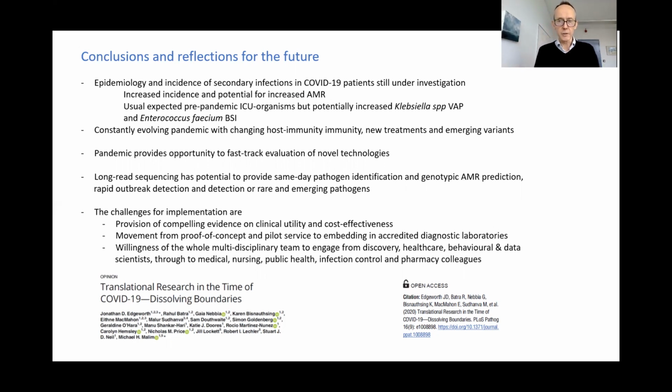And then finally, I would say the whole multidisciplinary team, from the discovery, healthcare, behavioural and data scientists, need to work with doctors and nurses, public health, infection control and pharmacy to get this in. They all have to change their practice. I mean, if the doctors just say, really nice result, I'm not going to change my practice, carry on with the same antibiotics.